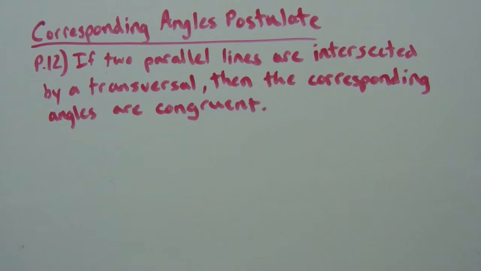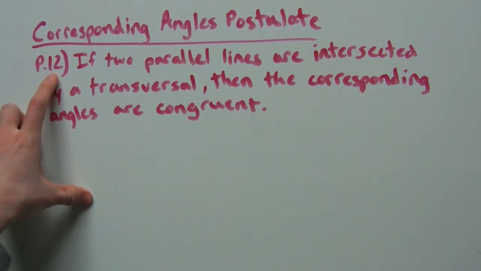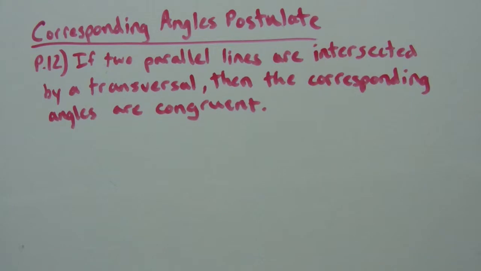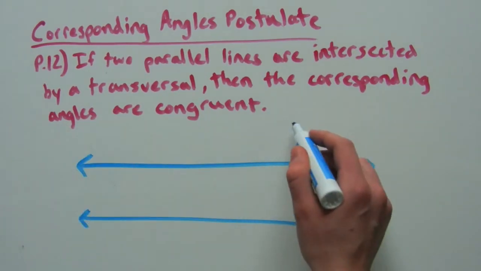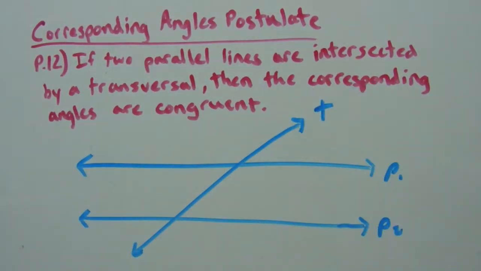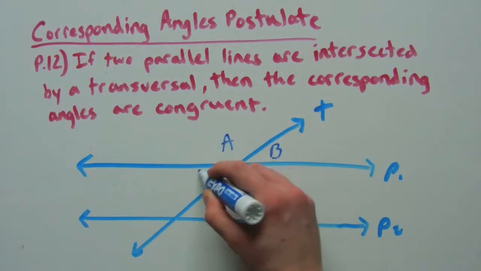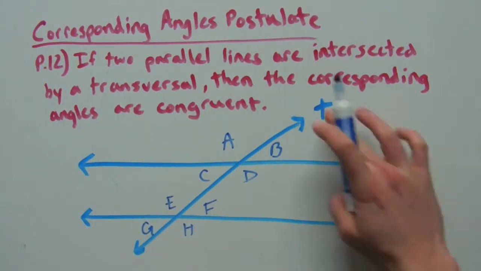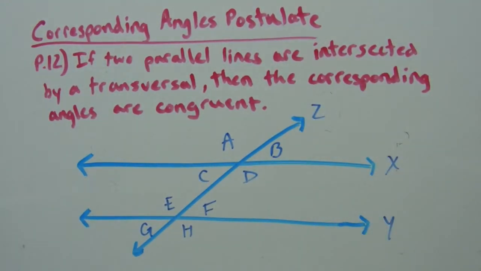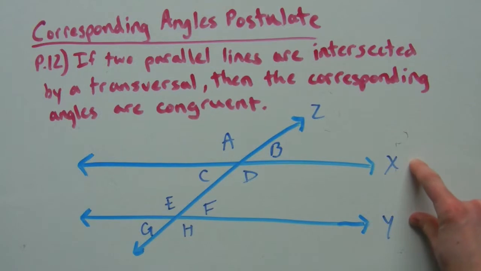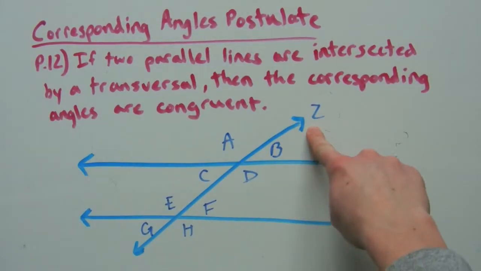The corresponding angles postulate is the 12th postulate that we're going over in this geometry series. And it says that if two parallel lines are intersected by a transversal, then the corresponding angles are congruent. So here we have two parallel lines, x and y, that are cut by a transversal z.